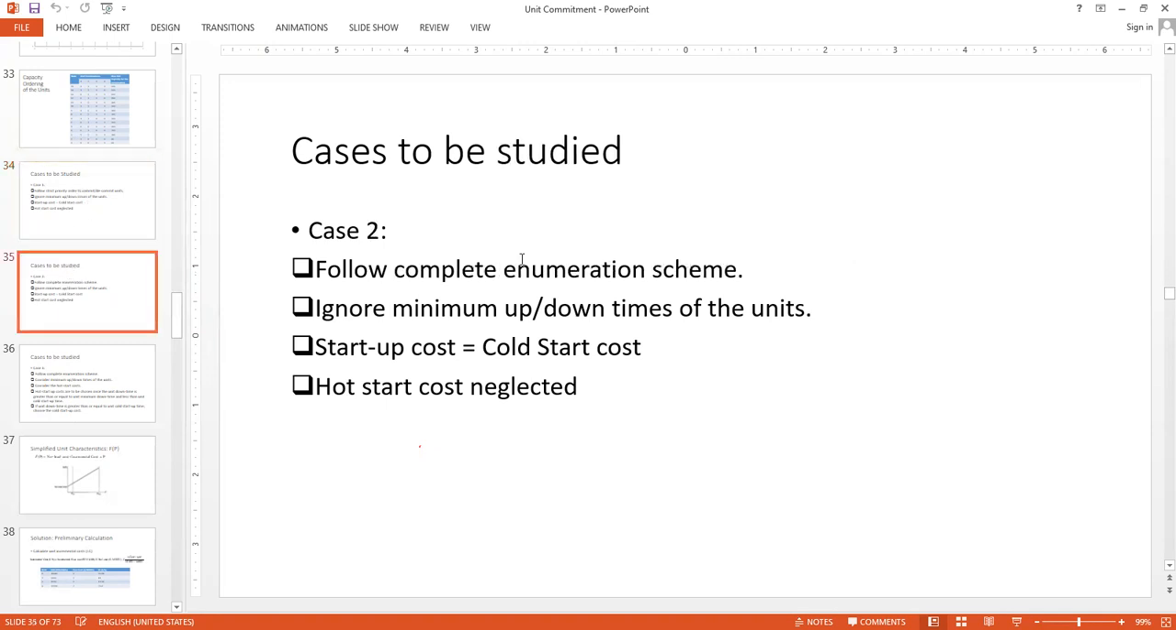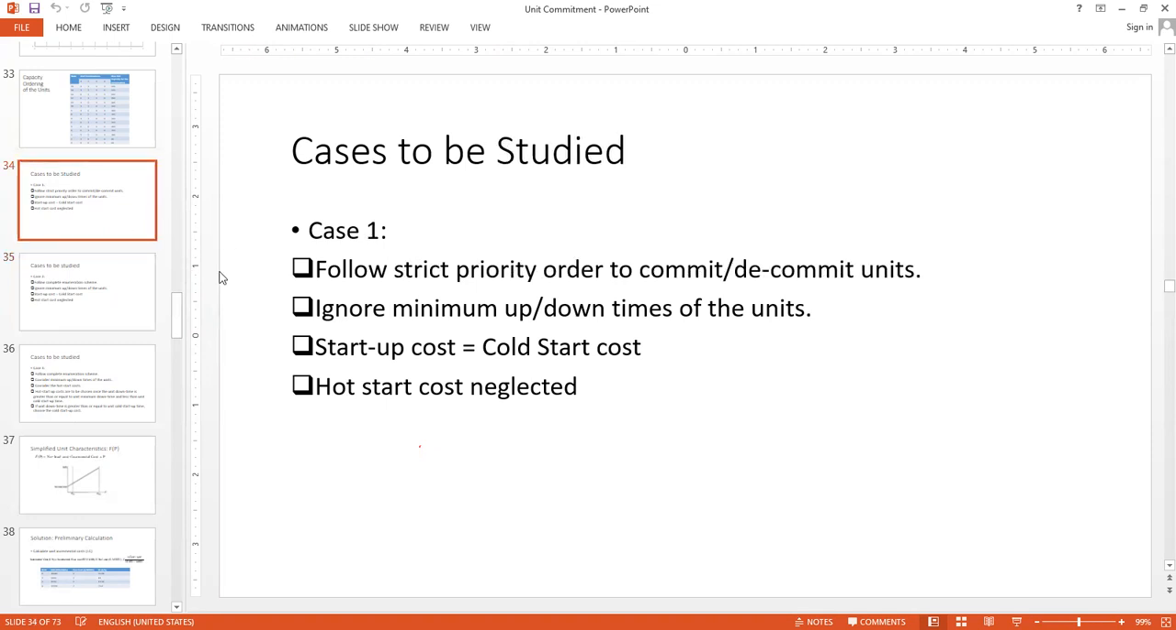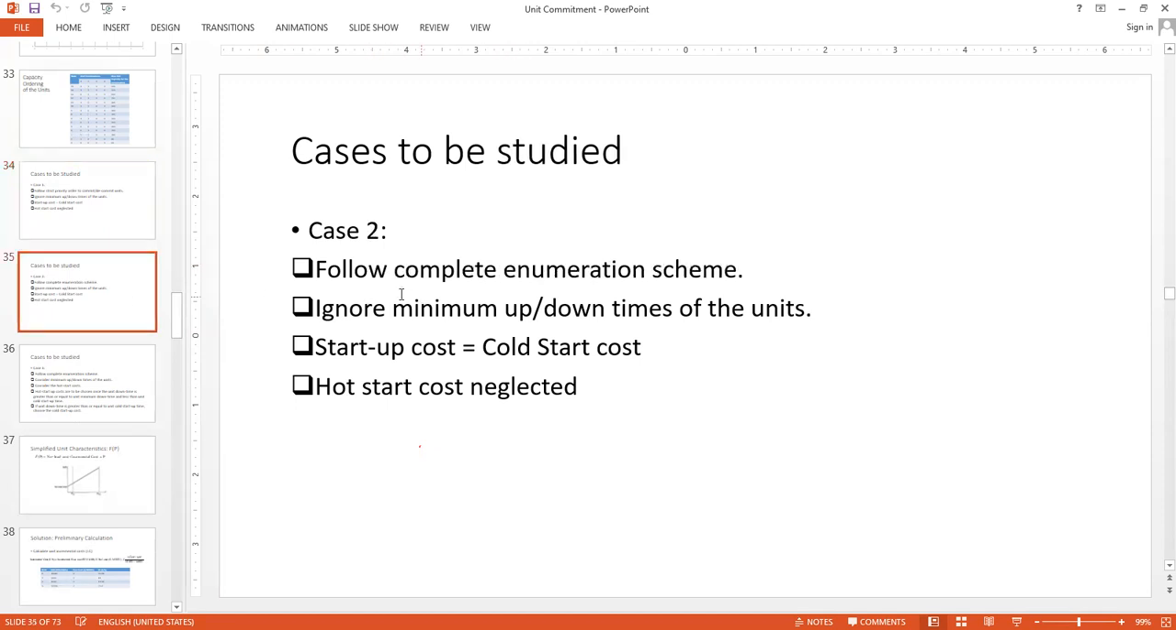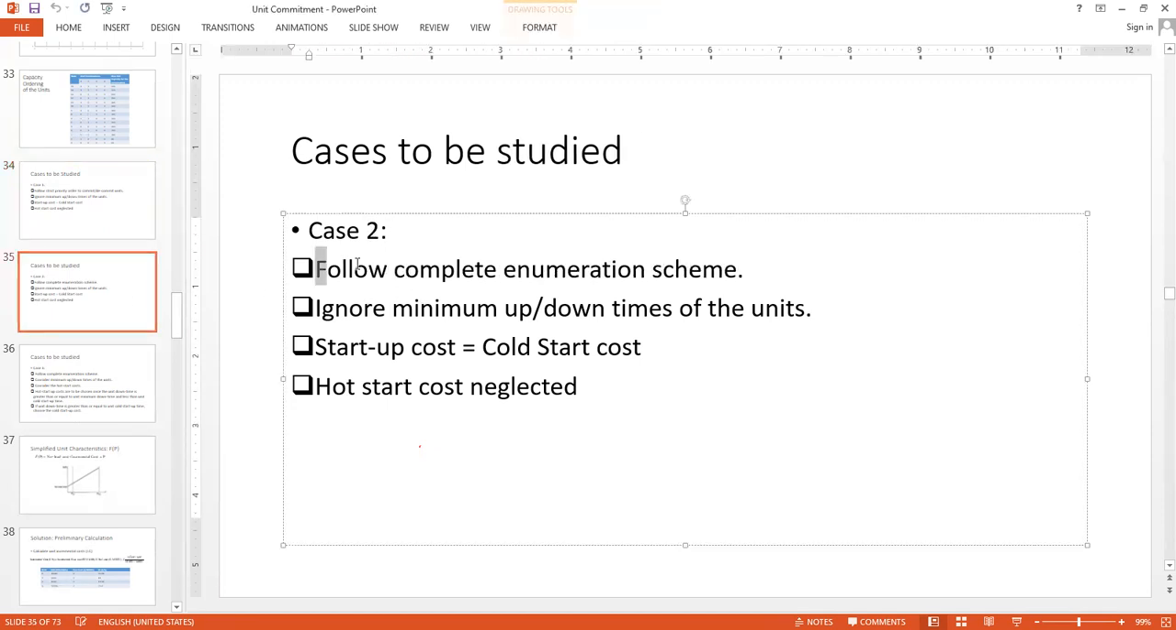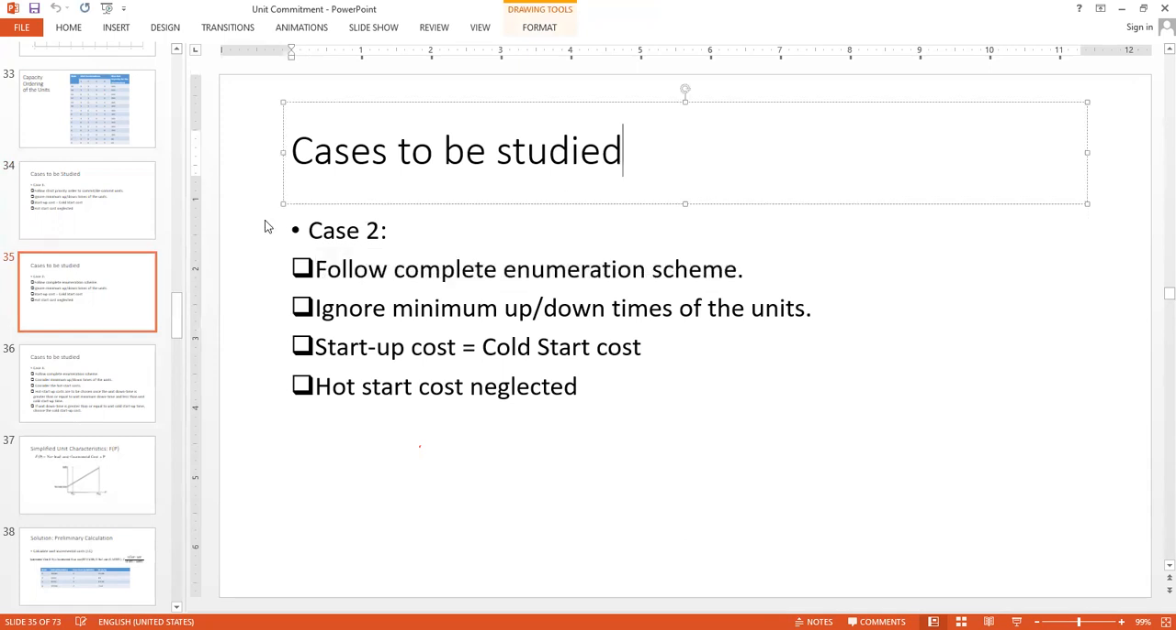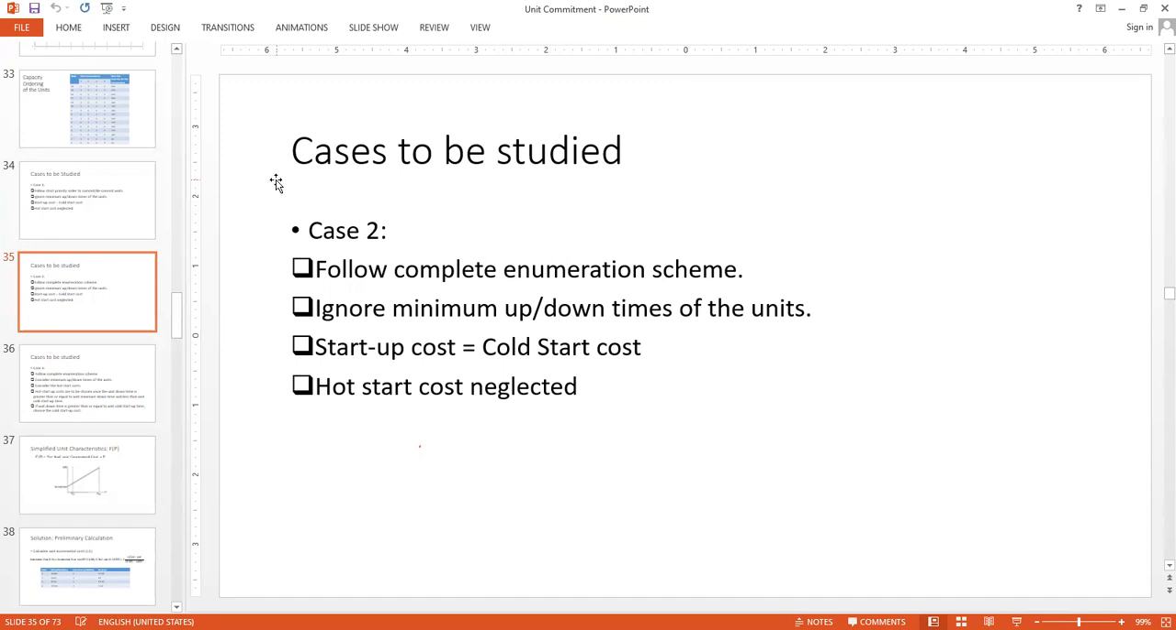Okay, so case number 2, we will update the first one. That means we are not going to stick with the priority ordering. Rather, in case 2, we are going to follow the complete enumeration scheme. So here, all the available states could be the feasible state if it is satisfying the demand only. Okay, so no priority ordering is maintained here in case number 2.